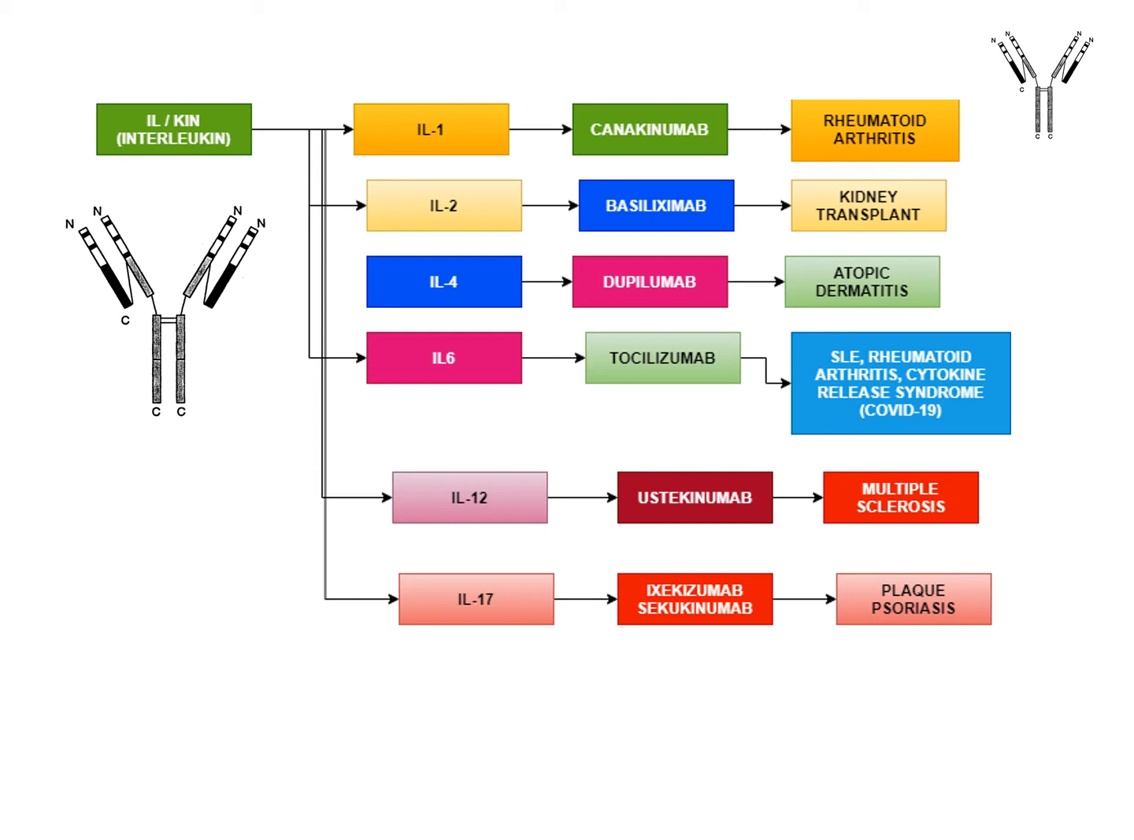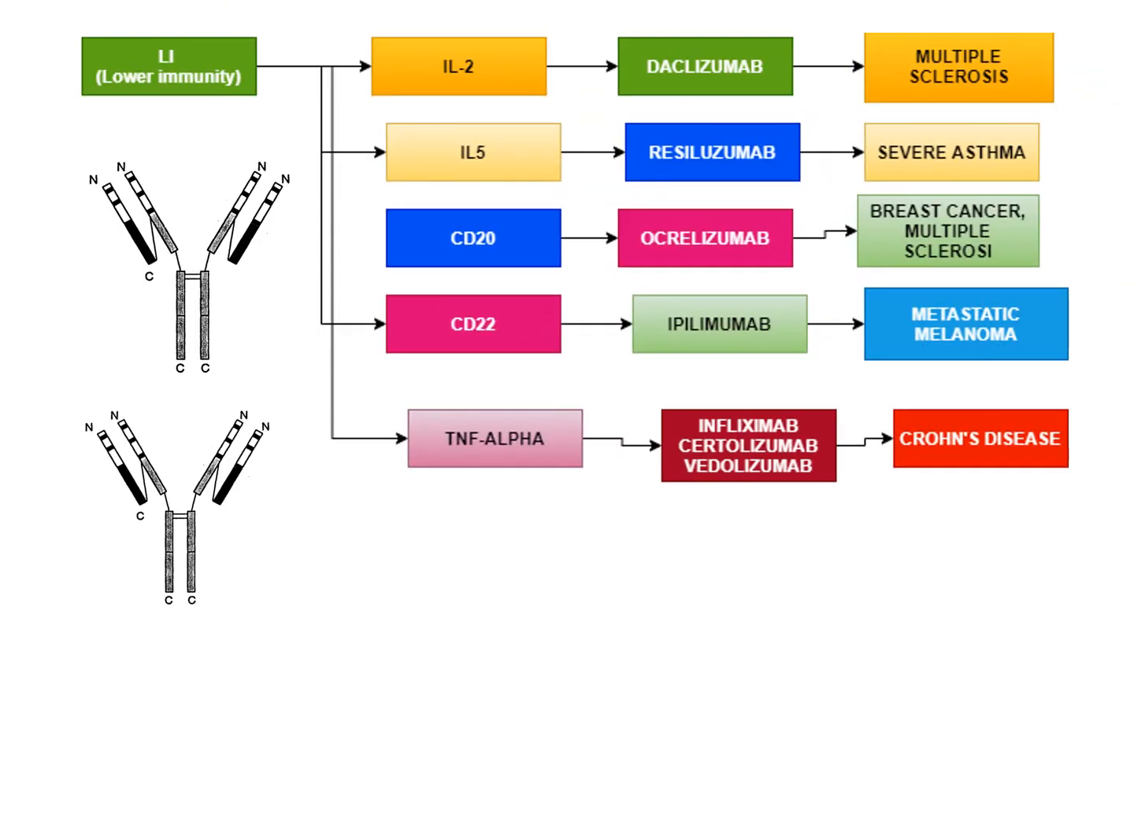Ustekinumab targets IL-12. It is given for treatment of multiple sclerosis. Ixekizumab is given for treatment of psoriasis, which targets IL-17. The next set is LI, remember that it lowers immunity. Daclizumab, given for multiple sclerosis, contains LI. Reslizumab, given for severe asthma, targets IL-5.